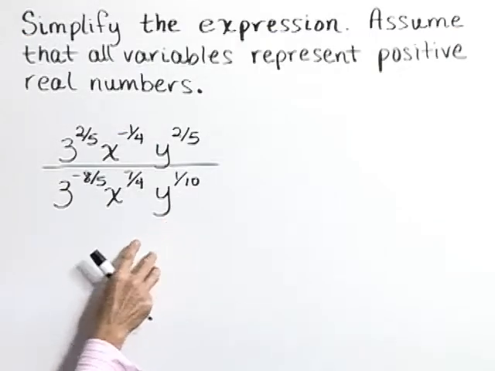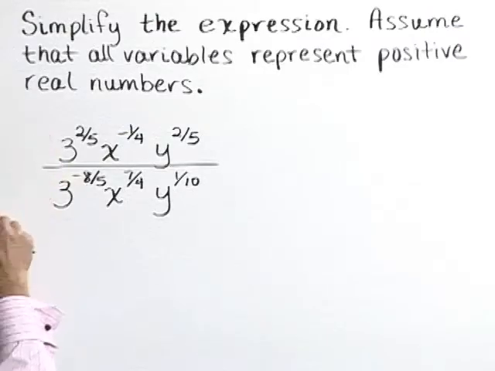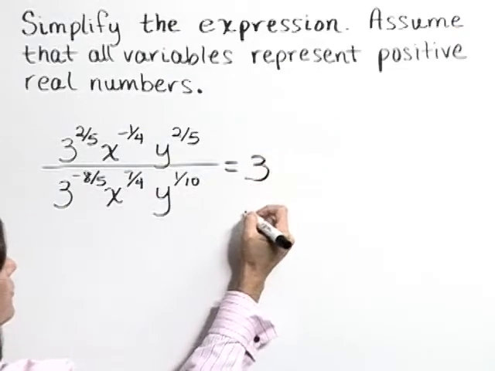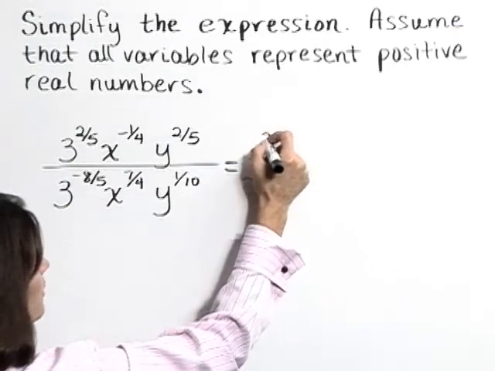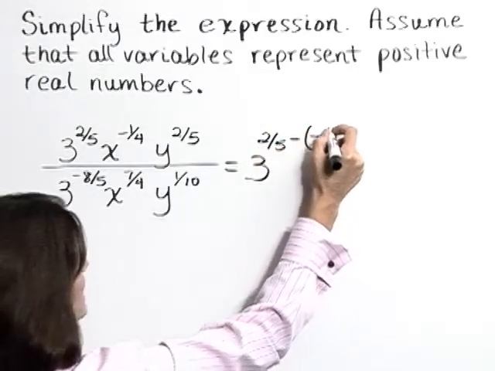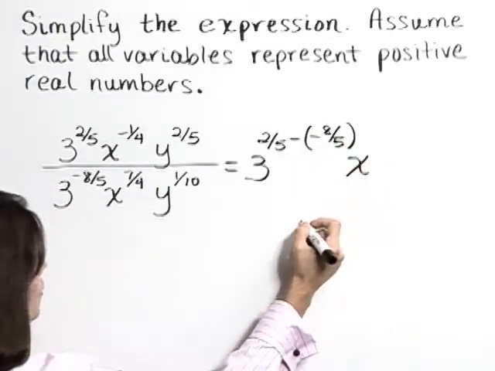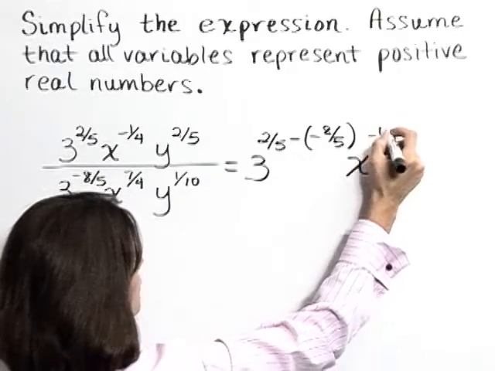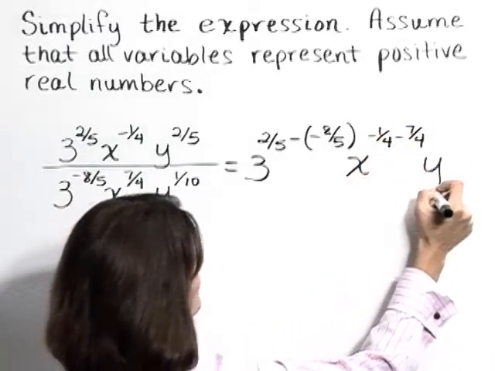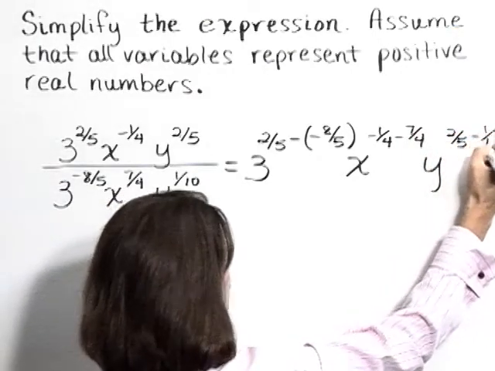I'm going to begin here by using our quotient rule. If we are dividing like bases, then we can subtract those exponents. So let's write this as 3 raised to the numerator exponent of 2/5 minus that denominator exponent, which is a negative 8/5, times x raised to the negative 1/4 minus 7/4 times y raised to the 2/5 minus 1/10.